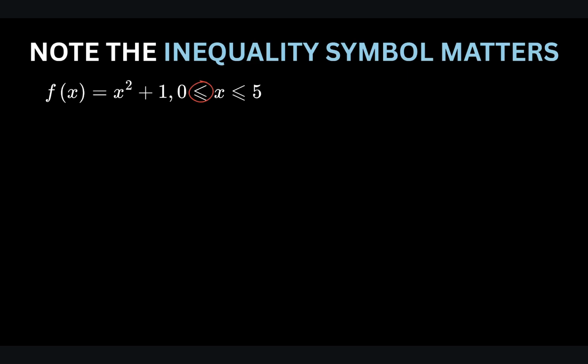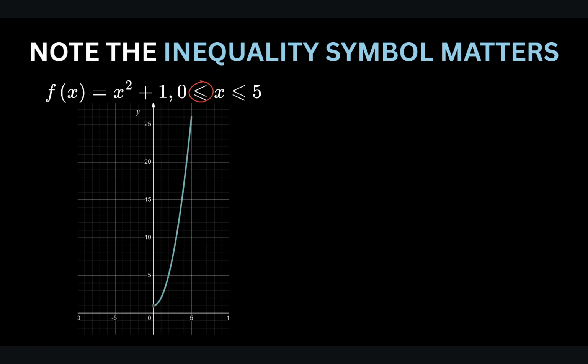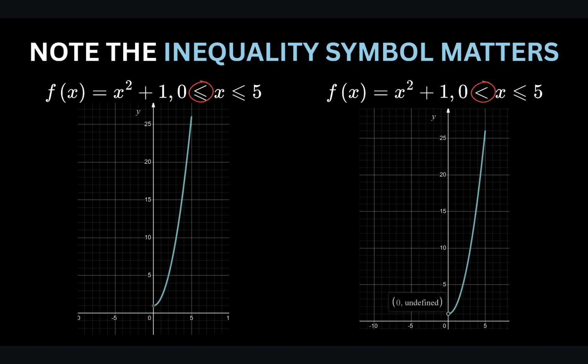Note that the inequality symbol actually matters because when you have the equal sign, it means that that point, 0, is considered. However, if you just put this sign, it means that 0 is not considered as a part of the graph. So you'll have something like a hole.